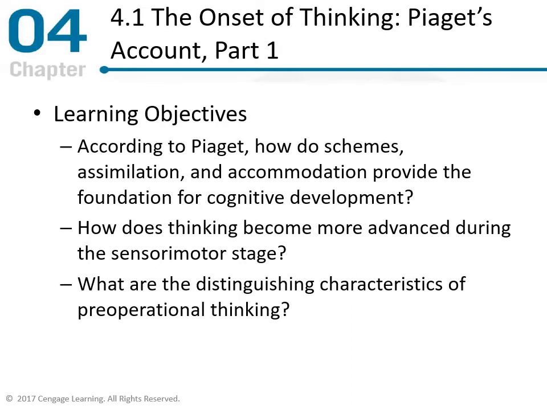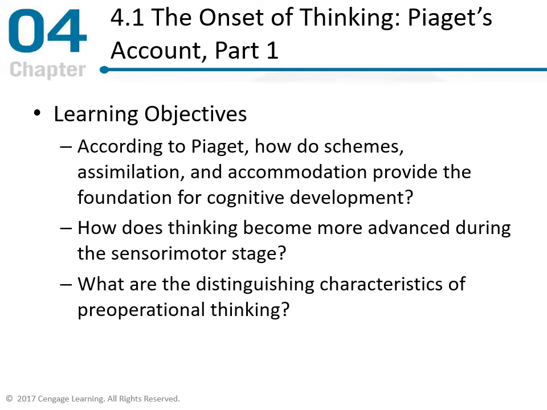So we're going to begin with the onset of thinking. We're going to go back to Piaget and we're going to look at his account. So our learning objectives are, according to Piaget, how do schemes, assimilation, and accommodation provide the foundation for cognitive development? How does thinking become more advanced during the sensorimotor stage? And what are the distinguishing characteristics of pre-operational thinking? So remember I told you we're going to come back why learning those theories were so important, because now we're going to apply them to the actual age group. So let's dive in and see.